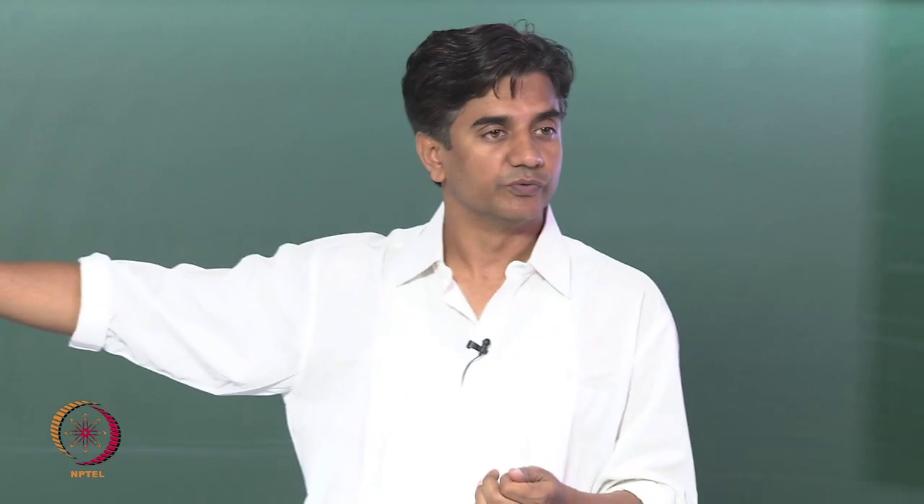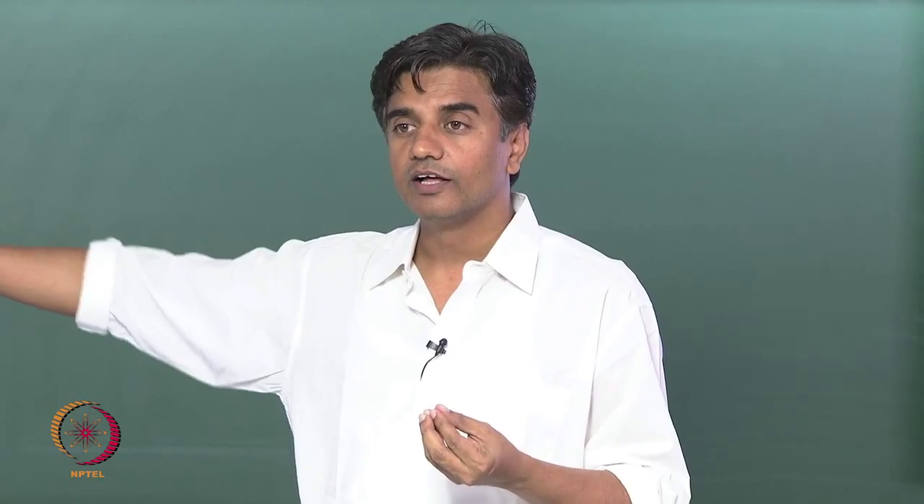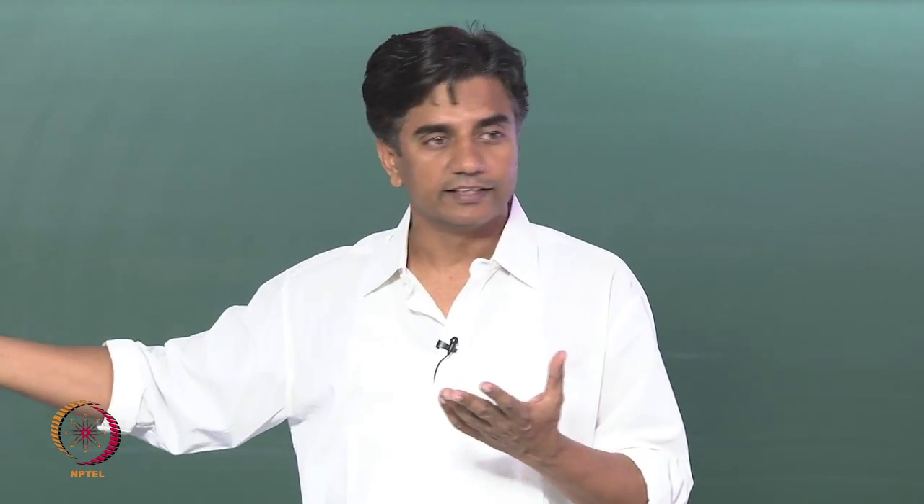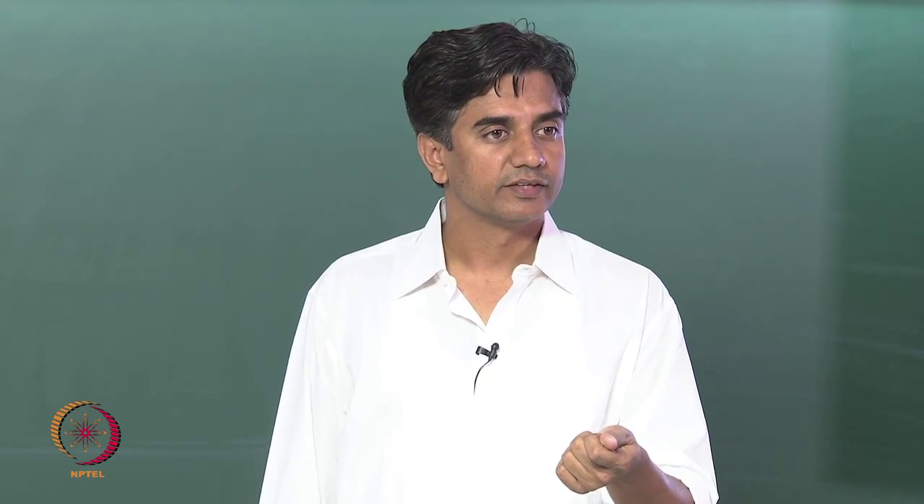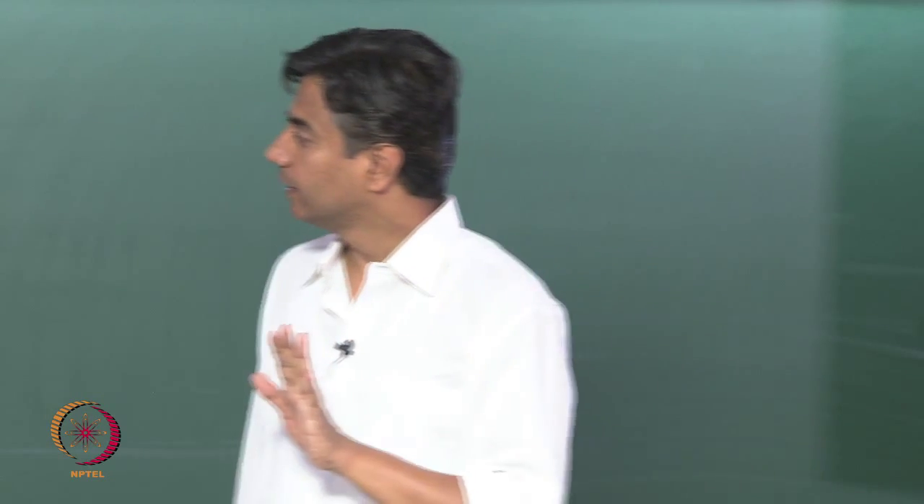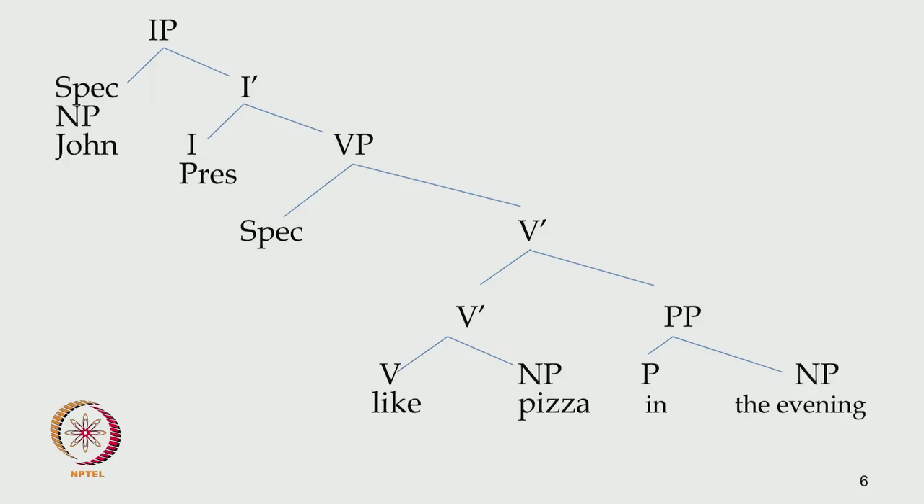So when I am asking you, do you see the difference between the two? At least the initial difference, which you can see clearly on the screen, is pizza as an NP is the complement of the head, which is V. Right? At least this much is totally clear. The same status, the PP in the evening does not have the same status. Do you see this point?